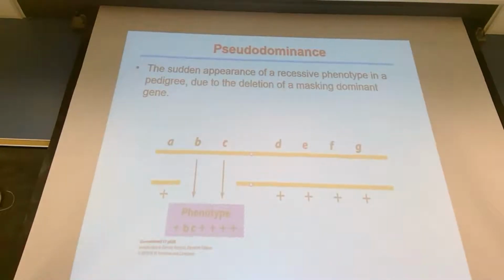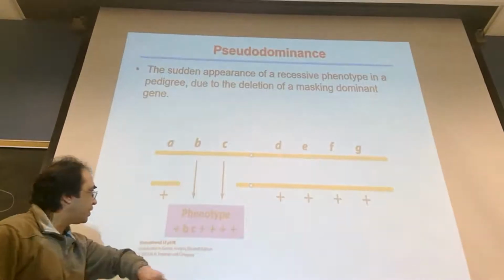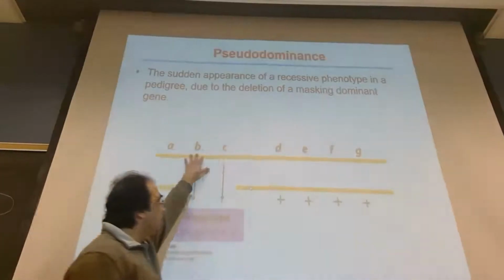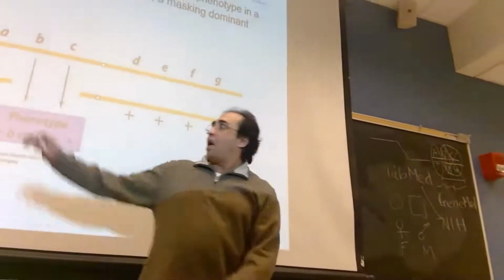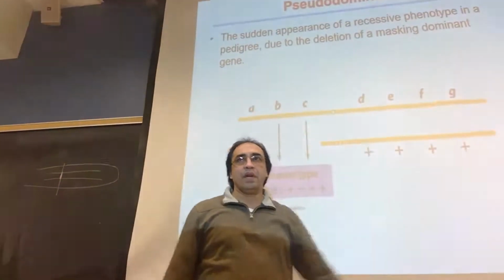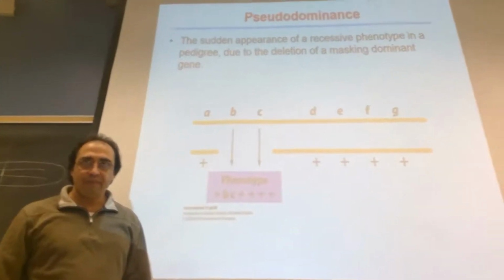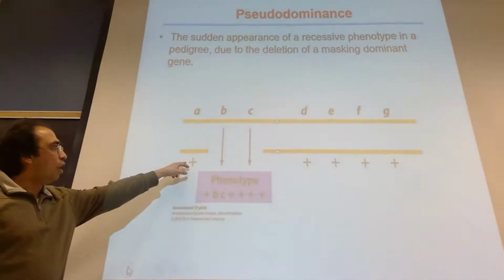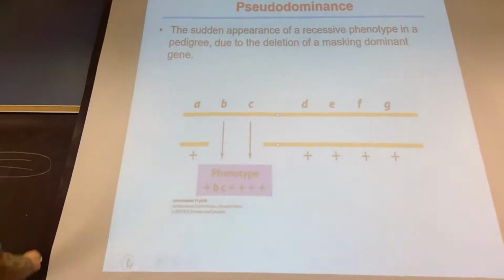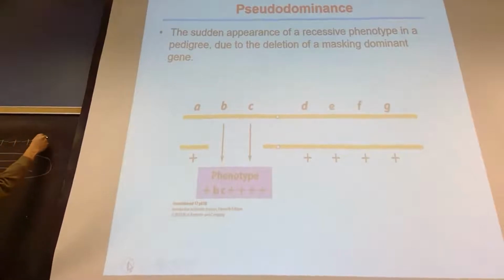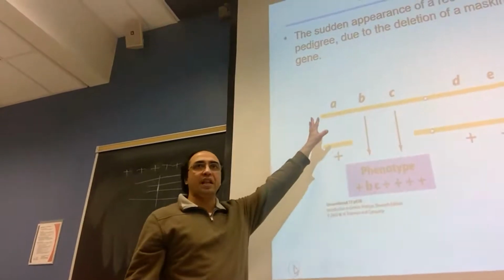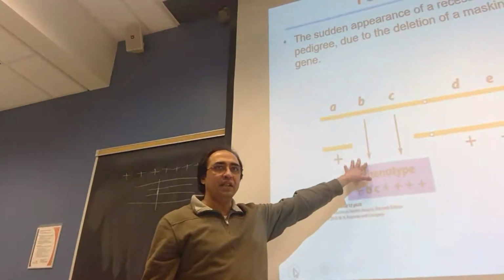So what is pseudodominance? Suppose this is the chromosome, and we have these recessive alleles here. For all the recessive alleles, we have the normal wild type alleles on the homolog. In such a case, what will be the phenotype? The phenotype will be all plus: 1, 2, 3, 4, 5, 6, 7, seven pluses, seven normal. This will be the phenotype because the recessive genes will not express since the dominant genes are there.